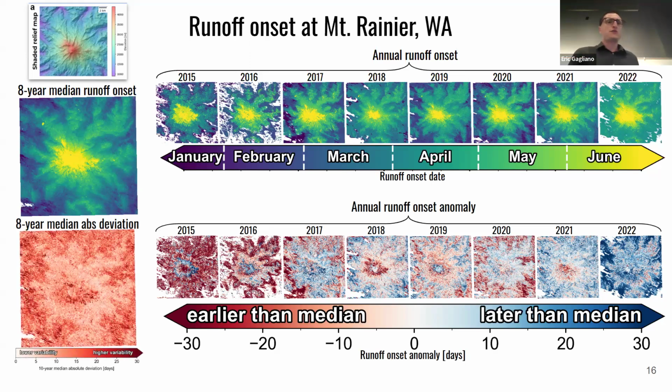Finally, we can also show this 8-year median absolute deviation map. This is basically showing where there is the greatest variability in snowmelt runoff onset date, and where it is higher. The whiter values are showing where there's lower variability, like these mid elevations, and the lower elevations are showing higher interannual variation. So each year, you're going to have a more variable runoff timing.